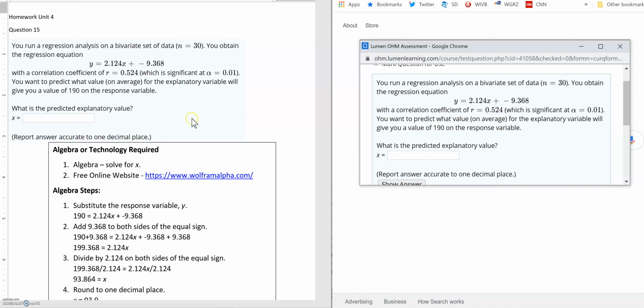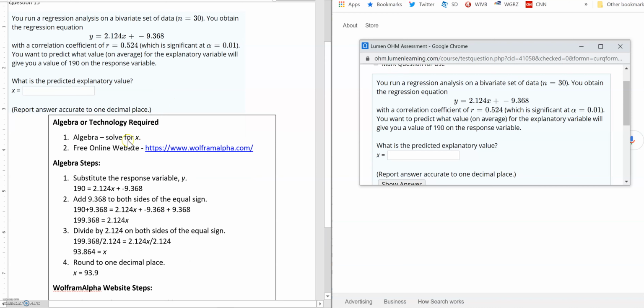So there's two ways to do this. Over here, I have a couple steps. We can use good old tried and true algebra, or you can use technology, since algebra for this class is not required. So the first step, let's use algebra. If you want to skip the algebra part, you can skip ahead and look at the technology piece. So let's look at the first step.